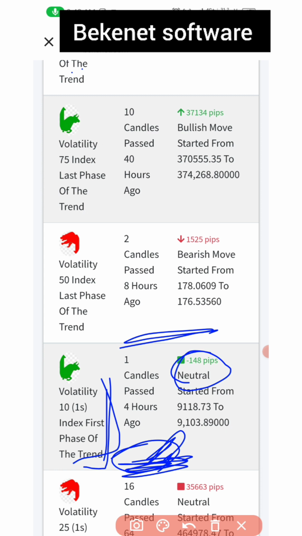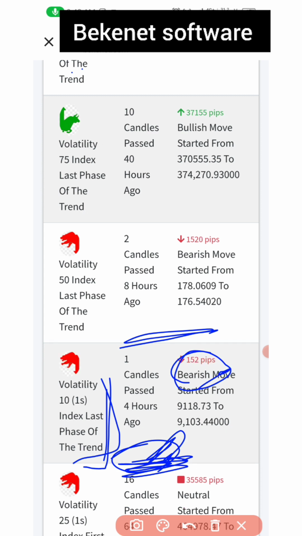All I need to do now is wait for this to turn what? A bearish move. Now it has changed to the last phase of a bearish move, which is at the bottom. So I am waiting for it to turn to a bullish move or neutral state, then turn to a bearish move. So you don't do anything on the last phase. Even if I take a buy here, it's still going to turn because it's already on the last phase.